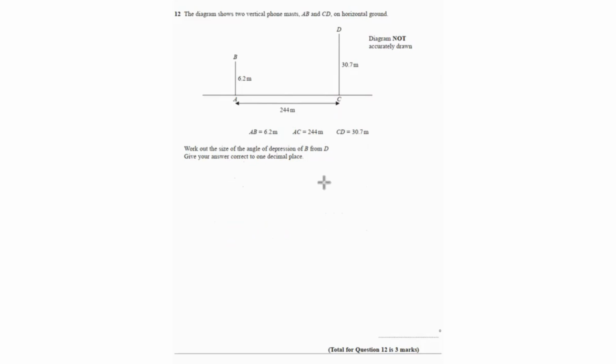Over here, we have to work out the size of angle of depression of B from D. So that means we're looking down from D. If we're looking down from D, this is our angle. And as you would remember from the previous videos, if two lines are parallel, alternate angles are equal. So this angle is the same as this angle. So this is the angle that we're trying to find.